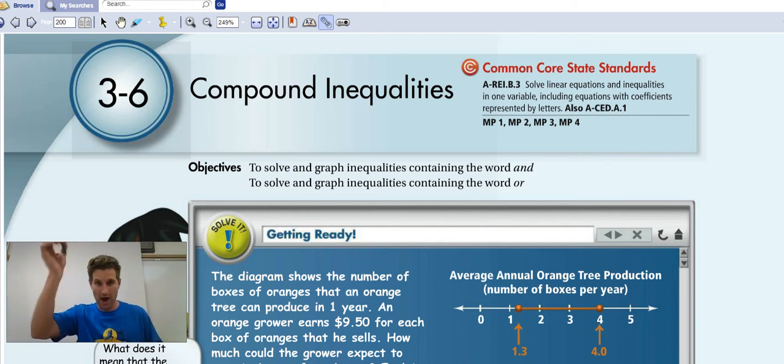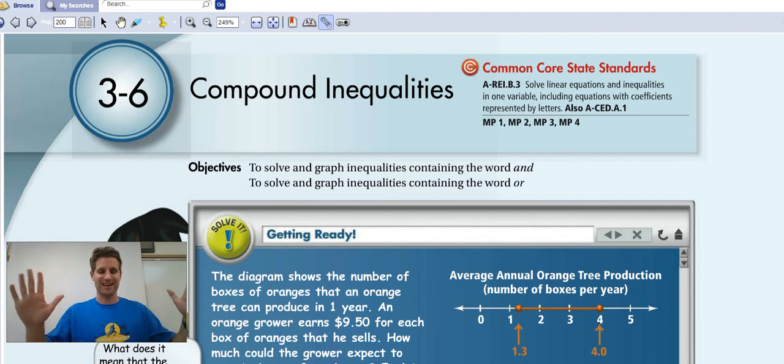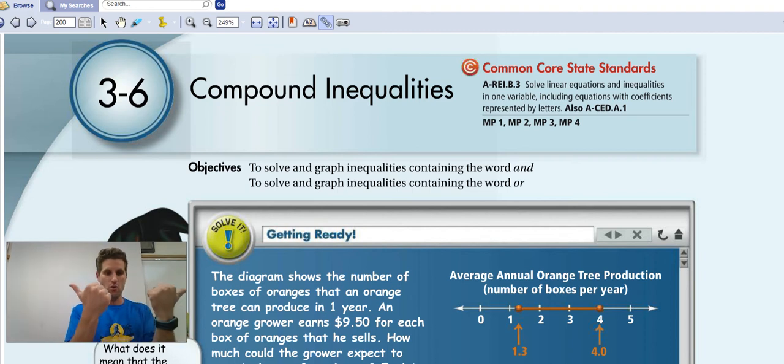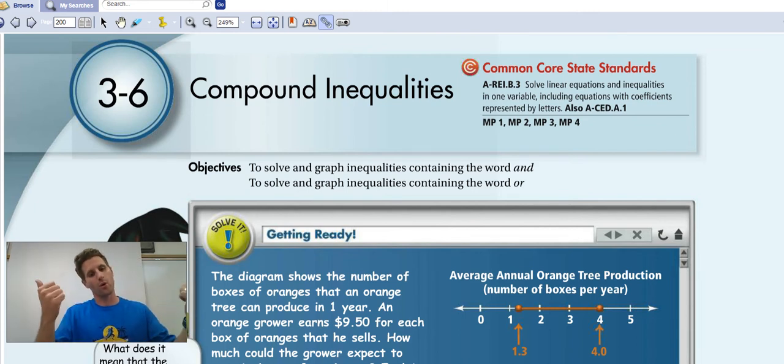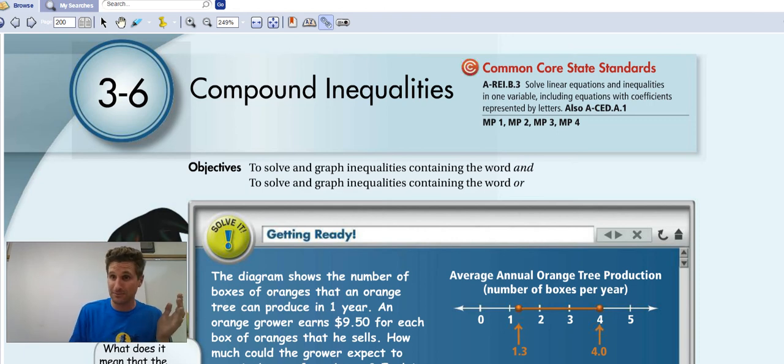Here we go. Compound inequalities. What's our objective today? Our objective is to solve and graph inequalities containing the word and, and to solve and graph inequalities containing the word or. So we have two different types of things going on. You're going to see me do this a lot in class. And, or, just like that. Going outward, going inward. And, or. What the heck does that mean? Let's talk about it. Here we go.